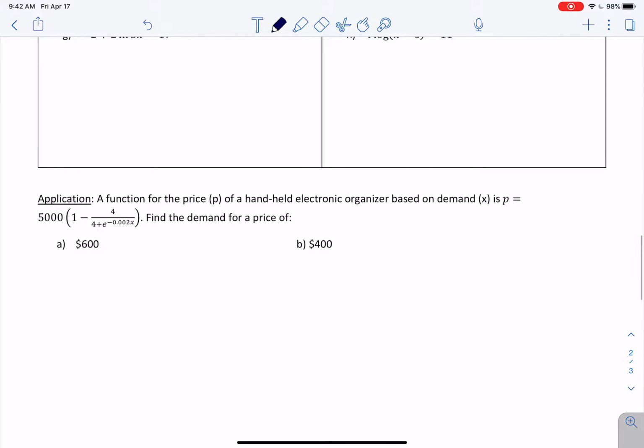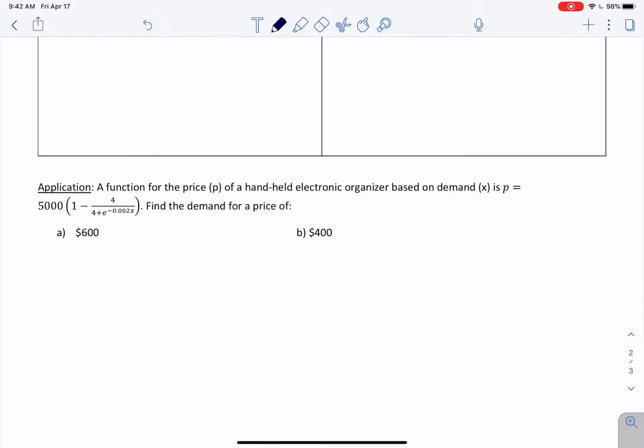You also have a word problem at the end, so a lot of times you have these models to look at. In this case, this is really just solving this equation. It tells you what the p value is, the price. So you do 600 equals 5,000 times 1 minus 4 over 4 plus e to the negative 0.002x. This is a complicated equation to solve.